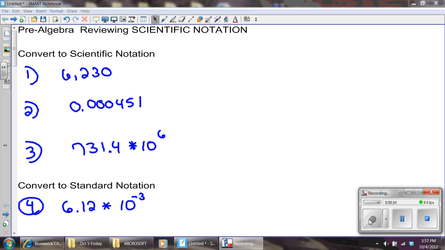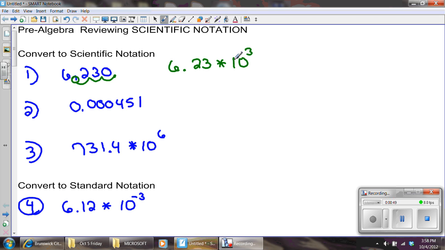Oh no, I'm not on. There we go. Okay, remember, to be in scientific notation, I need a single digit number, then the decimal point. I know that my decimal point is here. I know it needs to be here. So in scientific notation, I am going to get 6.23, and I'll multiply by 10, and I'm going to count how many places I went. 1, 2, 3. 10 to the third power.